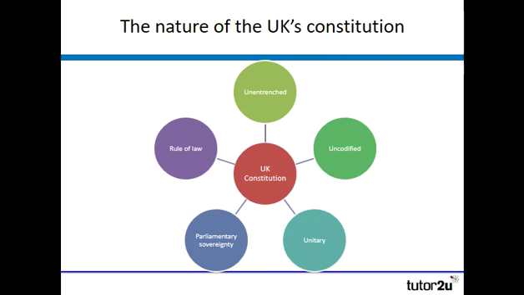We'll be working our way round that circle in a clockwise direction, looking at uncodified constitutions, unitary constitutions, and then the final two there, parliamentary sovereignty and the rule of law, which A.V. Dicey famously regarded as the twin pillars of the UK's constitution.